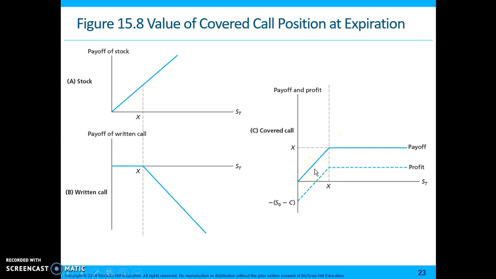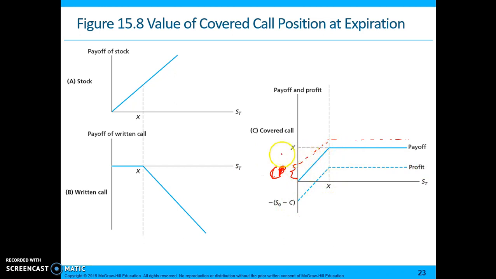The error here is over here. We're going to receive the premium, so the profit line should be here as opposed to down below. That difference is going to be the premium on the call, which we'll designate as C. Forgive my writing. Again, this is an error right here.